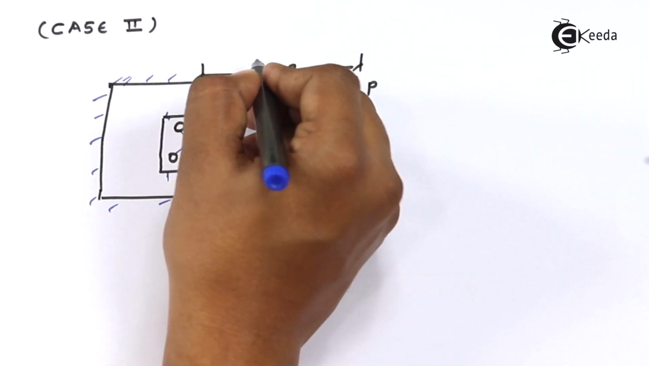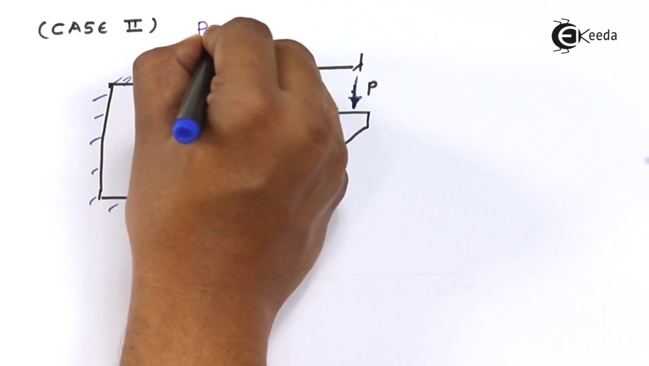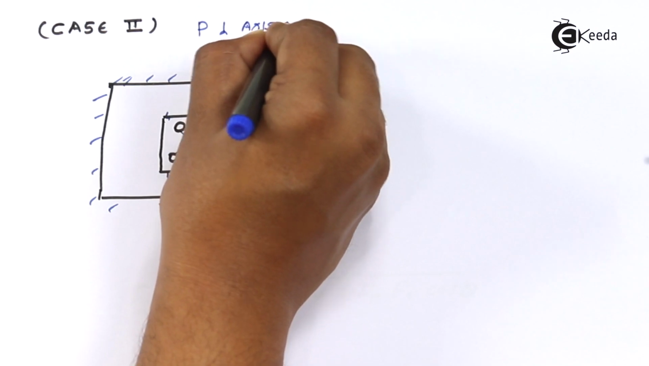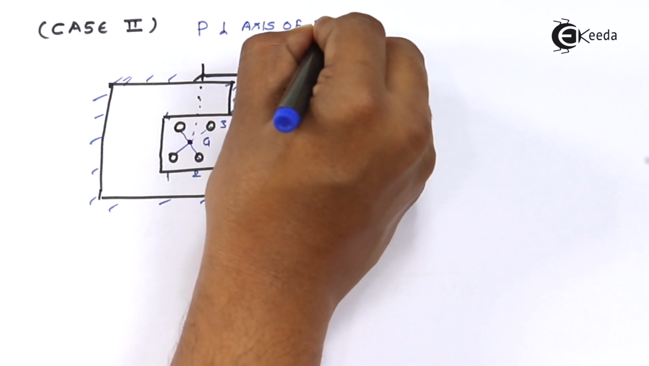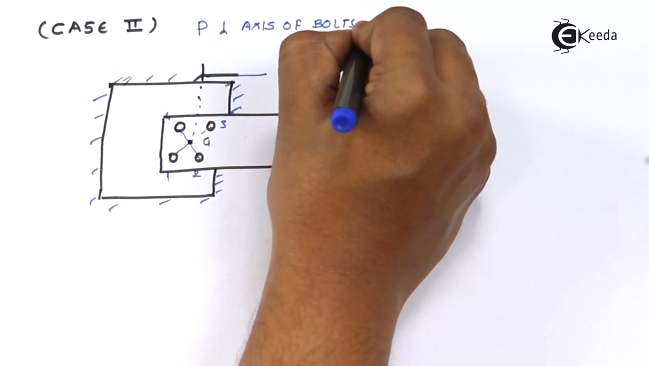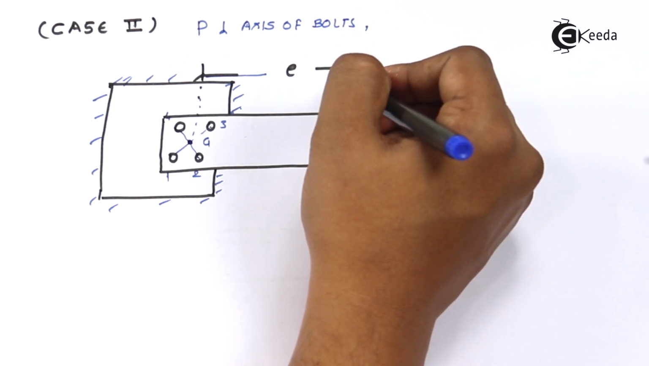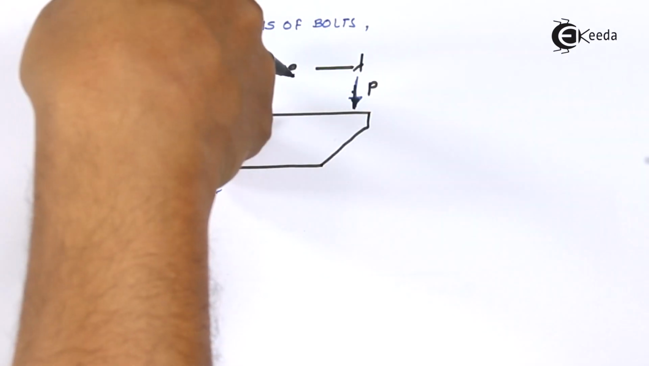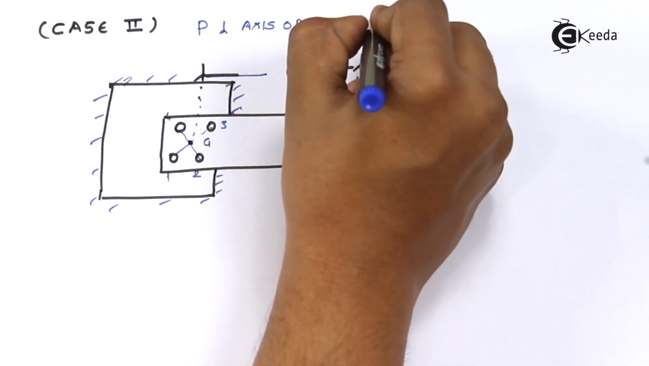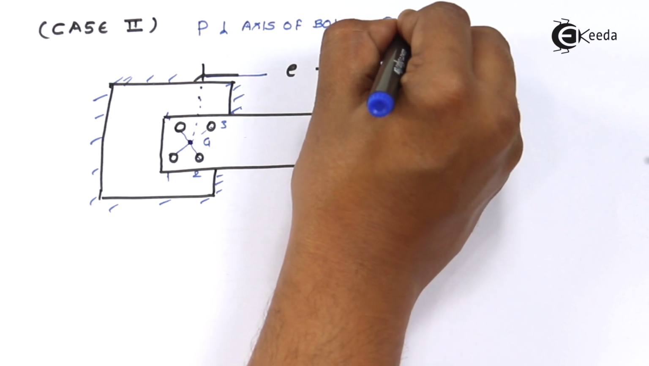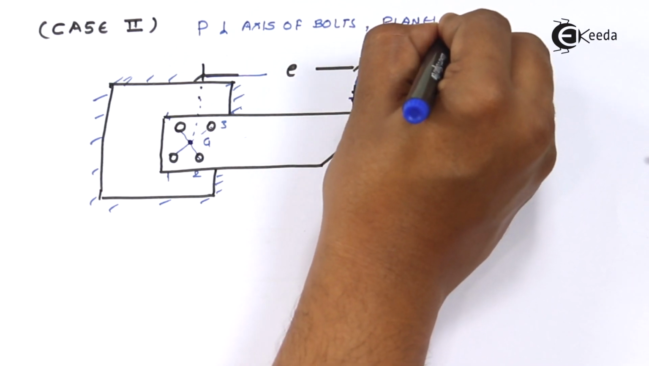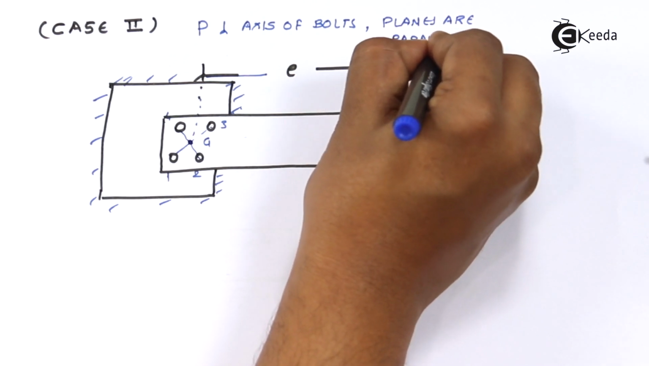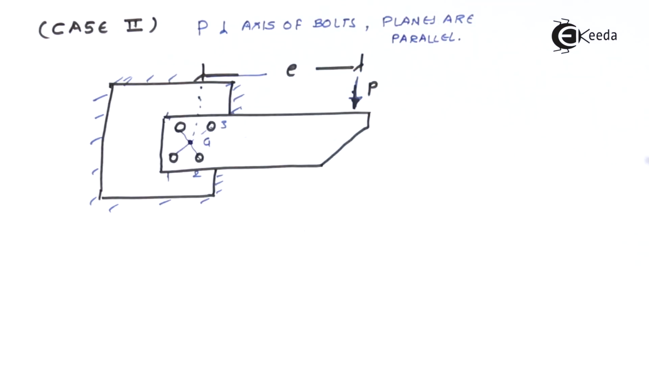So this is case 2, where of course the load is again perpendicular to the axis of the bolts, but the plane in which P is acting is parallel to the plane of the axis. So the planes are parallel. So that's the case.